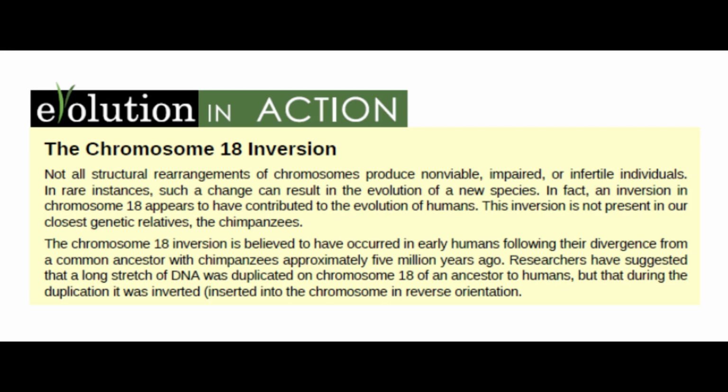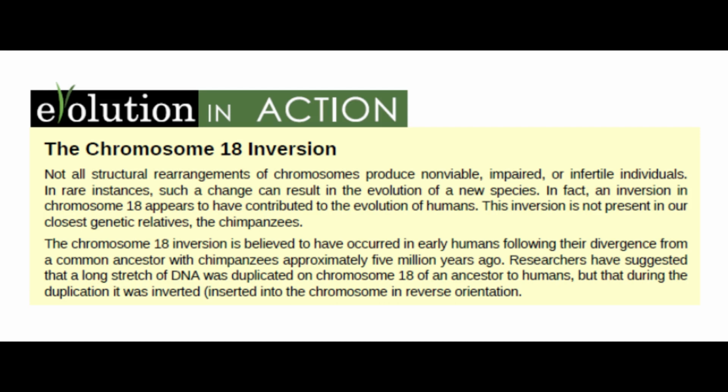The chromosome 18 inversion. Not all structural rearrangements of chromosomes produce non-viable, impaired, or infertile individuals. In rare instances, such a change can result in the evolution of a new species. In fact, an inversion in chromosome 18 appears to have contributed to the evolution of humans. This inversion is not present in our closest genetic relatives, the chimpanzees. The chromosome 18 inversion is believed to have occurred in early humans following their divergence from a common ancestor with chimpanzees 5 million years ago.